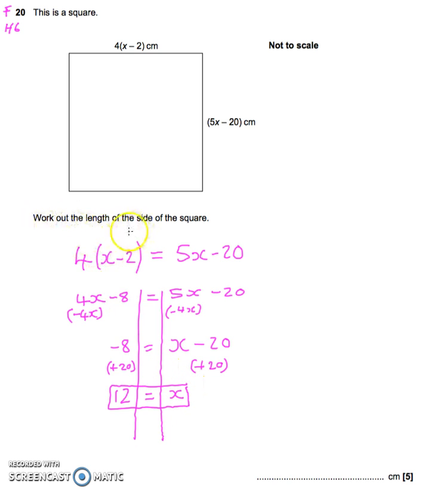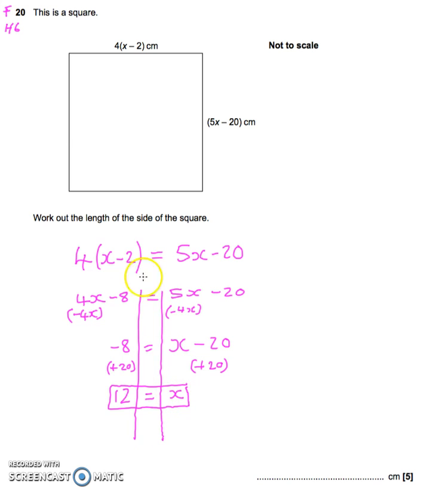Because we had to work out the length of the side of the square. Now, what we can do is guarantee ourselves 5 marks on this. If we substitute this back into both of the expressions that we've got, and they're both the same answer, we know we're definitely right, and we can move on in satisfaction that we've got 5 marks.